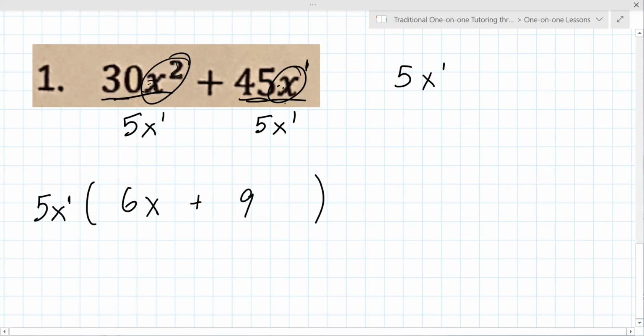Plus, what is 45 divided by 5? 9. And then x divided by x is? Anything divided by itself goes away, it becomes 1. So it's just 9.